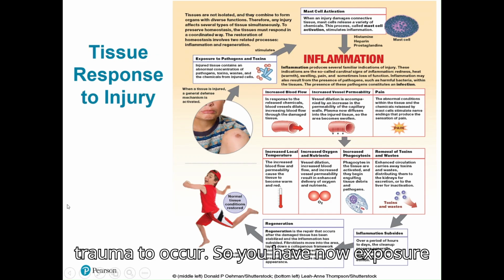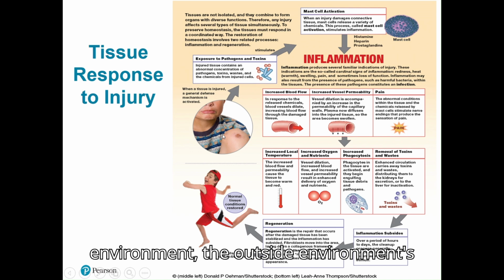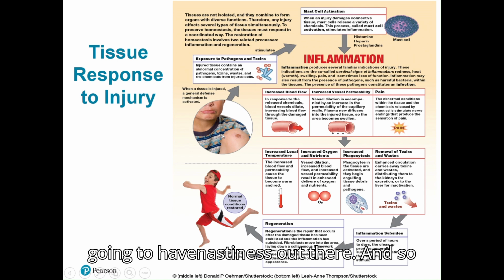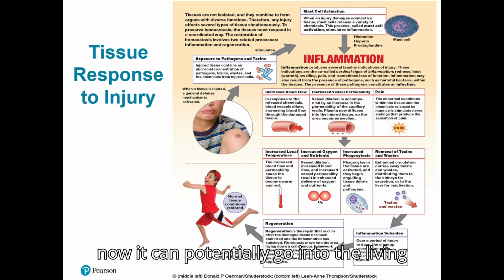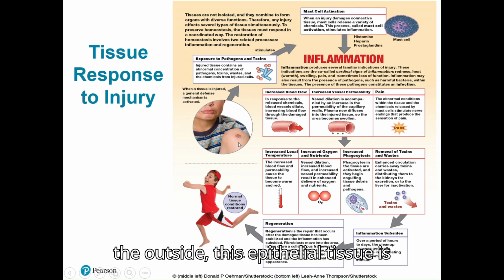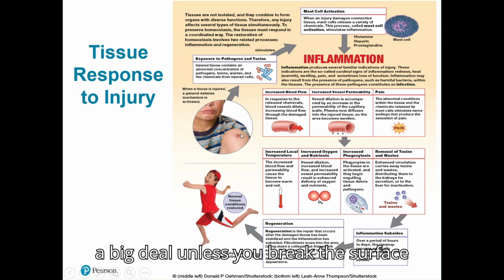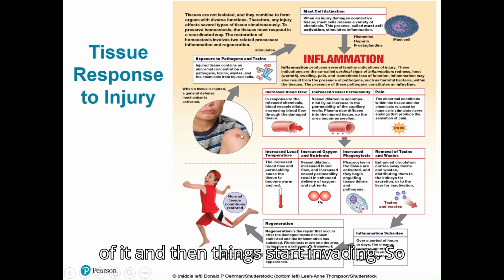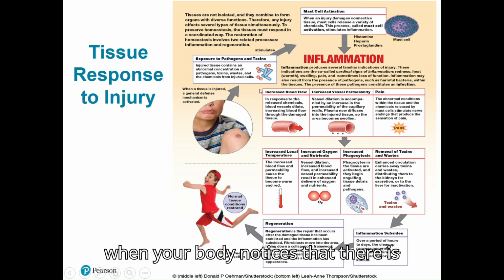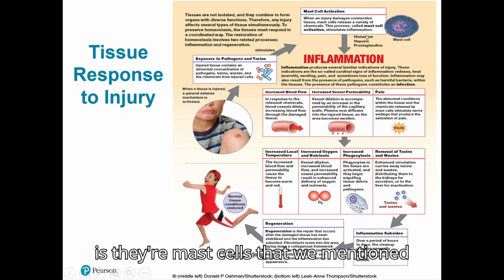So you have now exposure to pathogens and toxins. So anytime you open yourself to the outside environment, there's going to be nastiness out there. And so now it can potentially go into the living cells within your body. The epidermis on the outside, this epithelial tissue, is all dead. So having germs on it is not a big deal unless you break the surface of it and then things start invading.